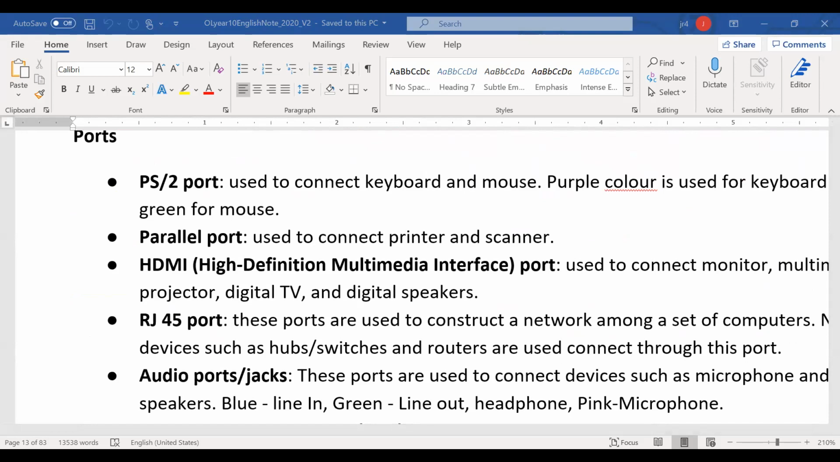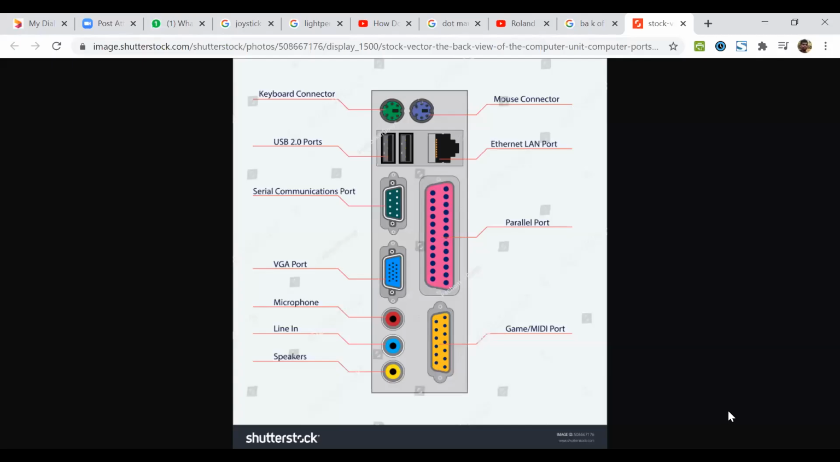So when you look at a CPU and outside of the CPU, usually we will see something like this. Let me open a new tab. So you will see something like this. I told you the motherboard is the one that actually connects a lot of devices together. Now, how does it actually connect? Using these ports.